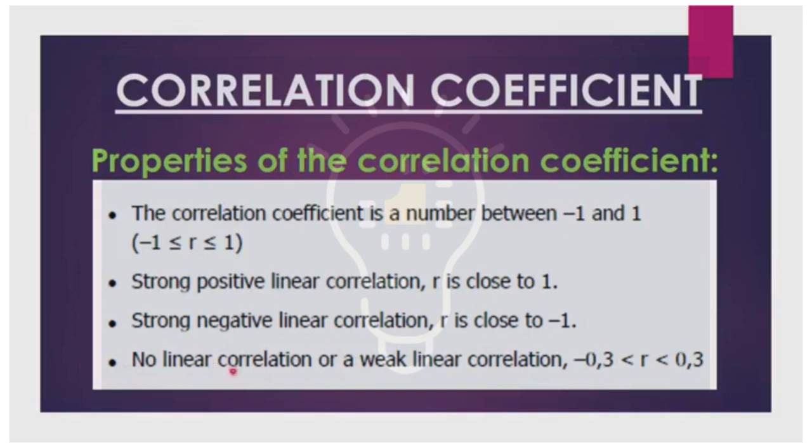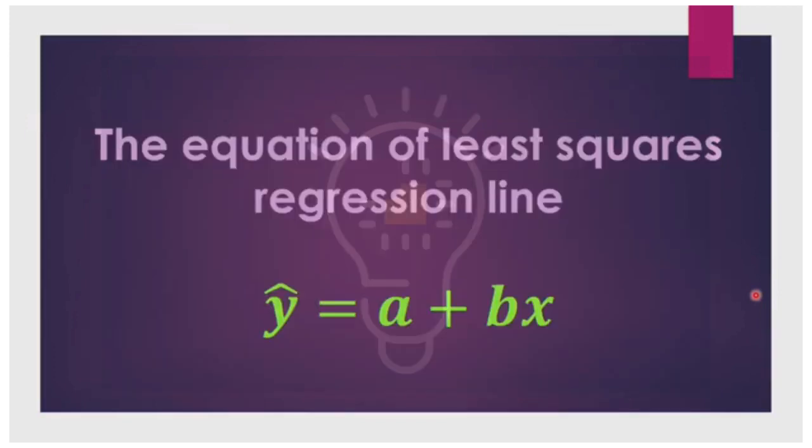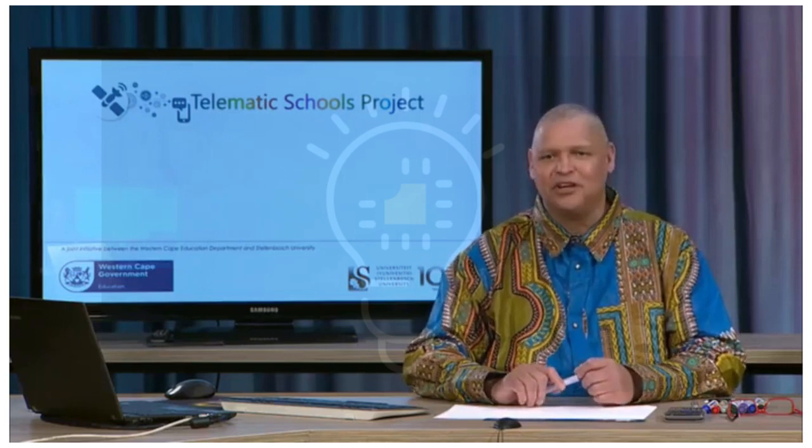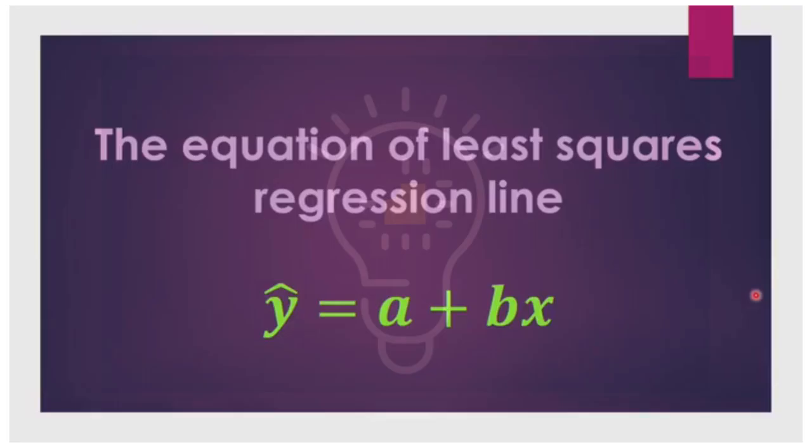Where there's no linear correlation or a weak linear correlation, R is located between minus 0.3 and positive 0.3. So let's keep those points in mind, especially the strong positive linear correlation and the strong negative linear correlation. The equation of least squares regression line is a concept that was studied in grade 12 in the South African curriculum. And the formula for the equation of least squares regression line is given by, as we can see on the monitor, y hat is equal to a plus bx.